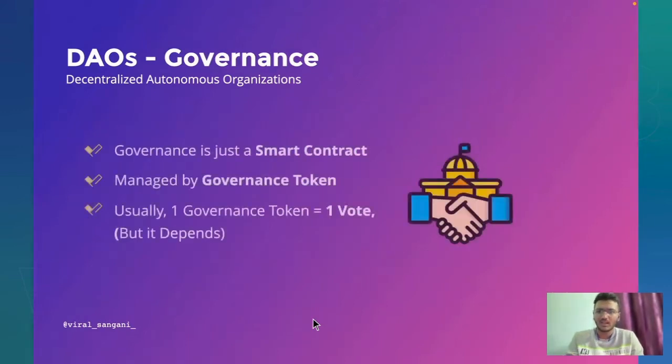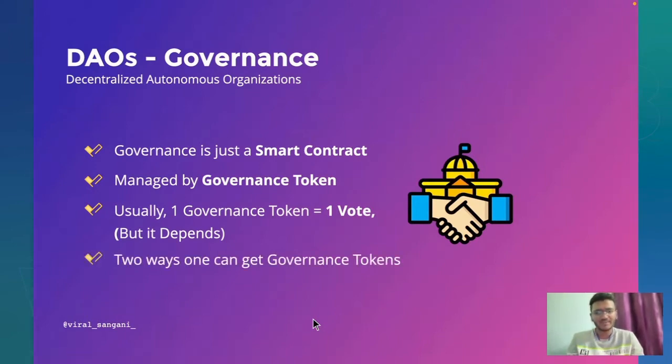Let's talk about governance. Governance is just a smart contract, a piece of code that decides how a DAO should work, and it's managed by governance tokens. Usually one governance token is equivalent to one vote. So if you have 10,000 governance tokens, that is equivalent to 10,000 votes. When a proposal is created, you have 10,000 votes to vote on that particular proposal. So this is an ideal case. There are many DAOs in which you can restrict it so that only one person or one address can vote once, irrespective of how many tokens they hold. At the end it depends on the developer who is implementing it, what rules they implement in the DAO in order to manage its governance.